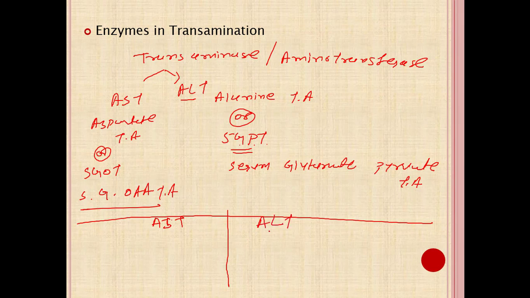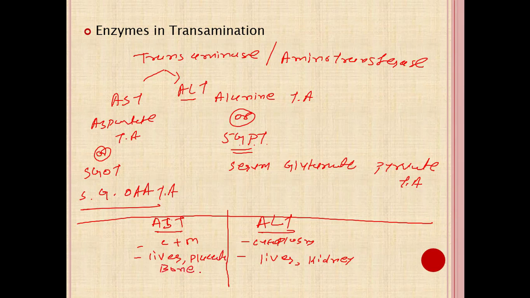ALT is present in the cytoplasm only, while AST is present in the cytoplasm plus mitochondria. ALT is mainly present in the liver. Some amount may be present in the kidney and other organs, also placenta, bone and other tissue. It is mainly increased in liver damage.